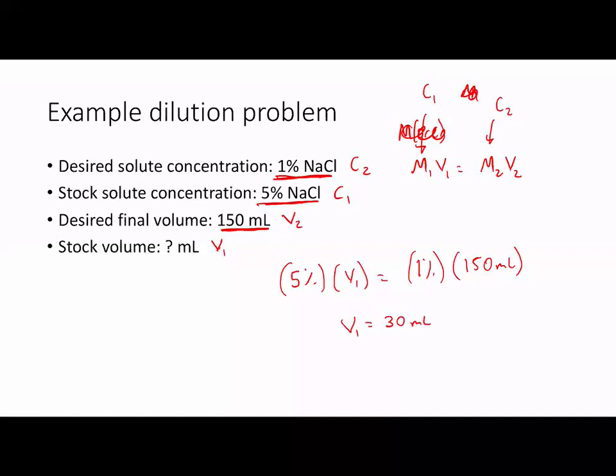So in order to make this solution, I would dispense 30 milliliters of the stock 5% NaCl solution into my beaker, and then I would add to that 120 milliliters of distilled water in order to make the final volume 150. So keep that in mind. Don't forget this step. It's very important.